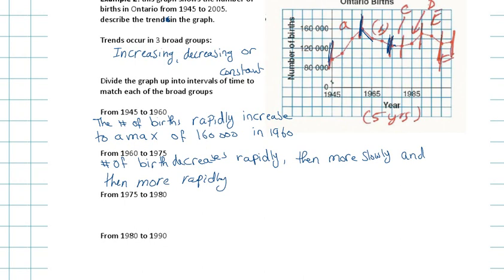What happened between 1975 and 1980? It was constant. There was no decrease or increase. It stayed the same, right? So the number of births are constant. No change.